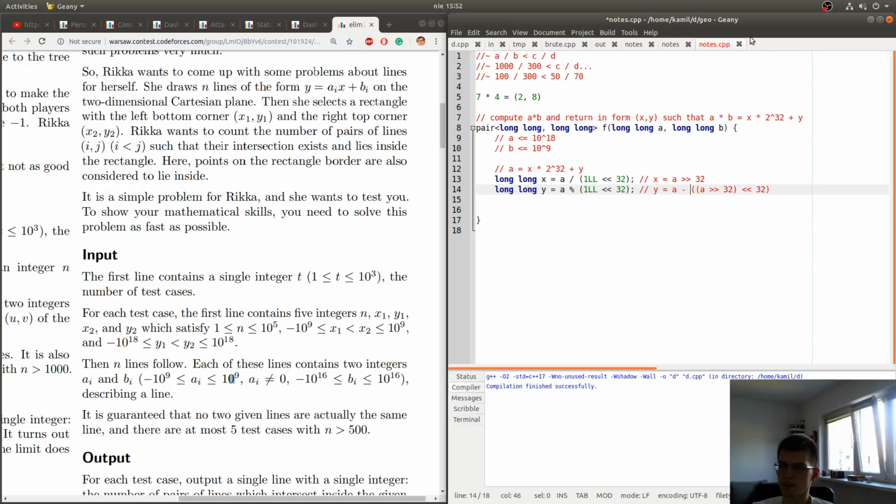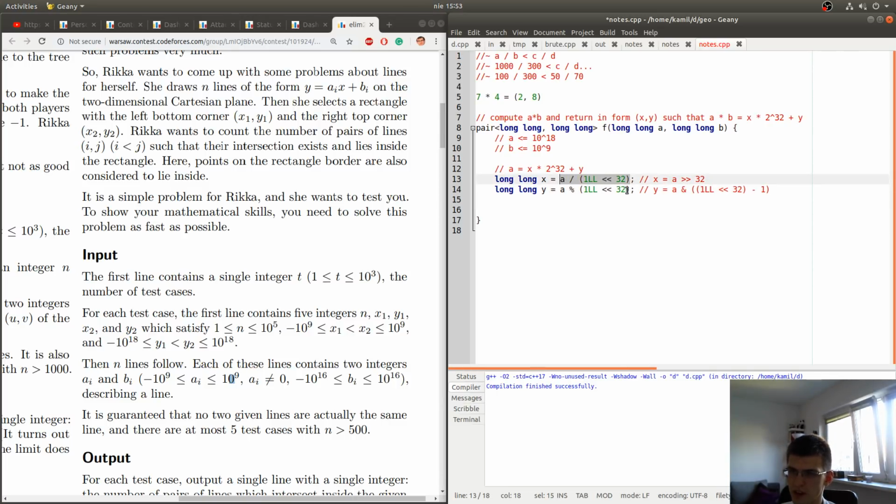a minus that. This is some bitwise tricks, or we could just write a and 2 power 32 minus 1. This is a number that has the last 32 bits set to 1. By ending with that, we just get the last 32 bits. So it isn't very important.